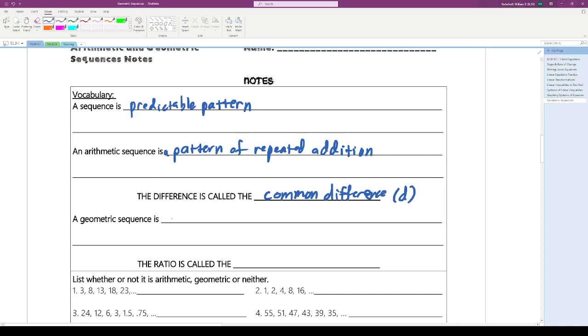A geometric sequence is pretty much the same, but it's a pattern of repeated multiplication. And then the ratio, the thing that we're multiplying by at each step, is called the common ratio. And we used R to represent that.